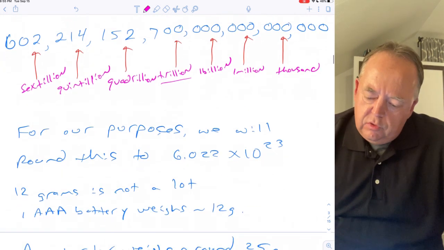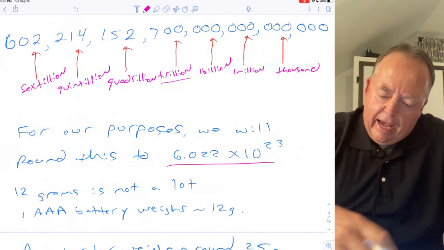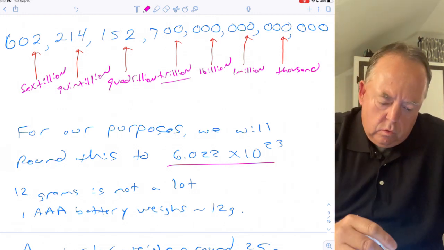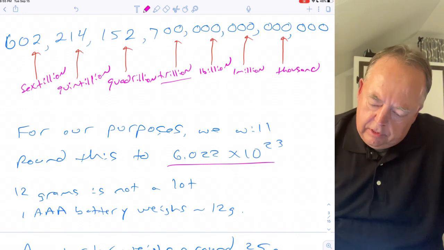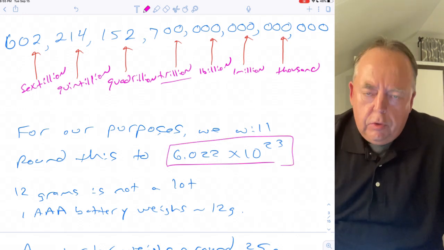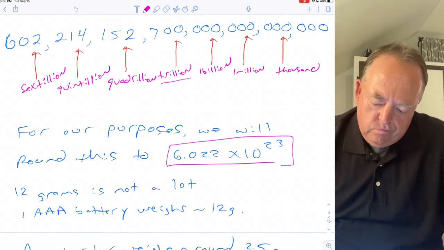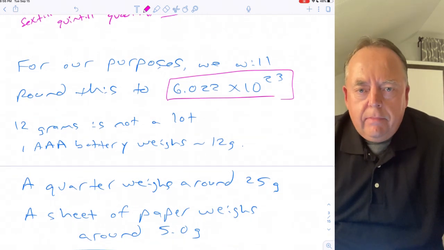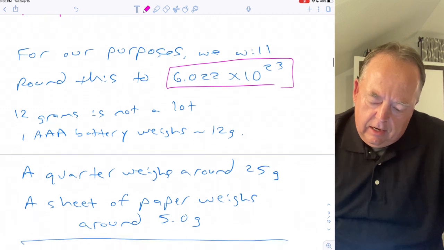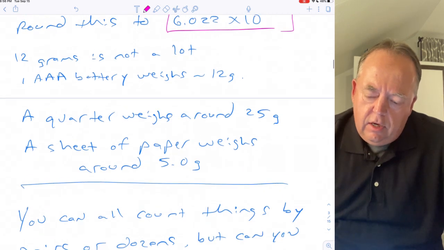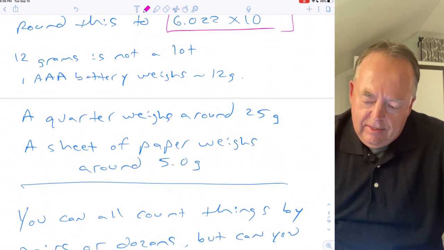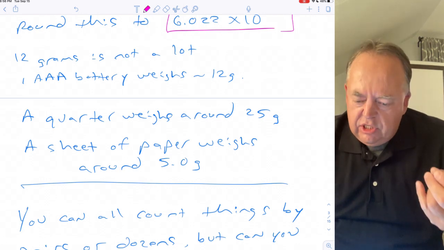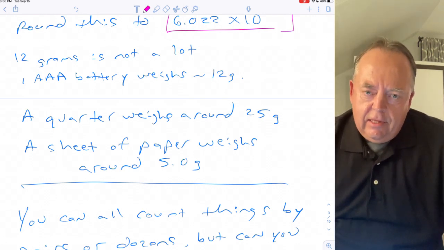So for our purposes, we're going to round that. This is how accurate the number is known to that many significant figures. We're simply going to round that to, let's just say, 6.022 times 10 to the 23rd. So 12 grams is not a lot. One AAA battery weighs about 12 grams. A quarter weighs about 25 grams. So 12 grams of carbon is not a lot, but there are a staggering number of carbon atoms in that 12 grams.